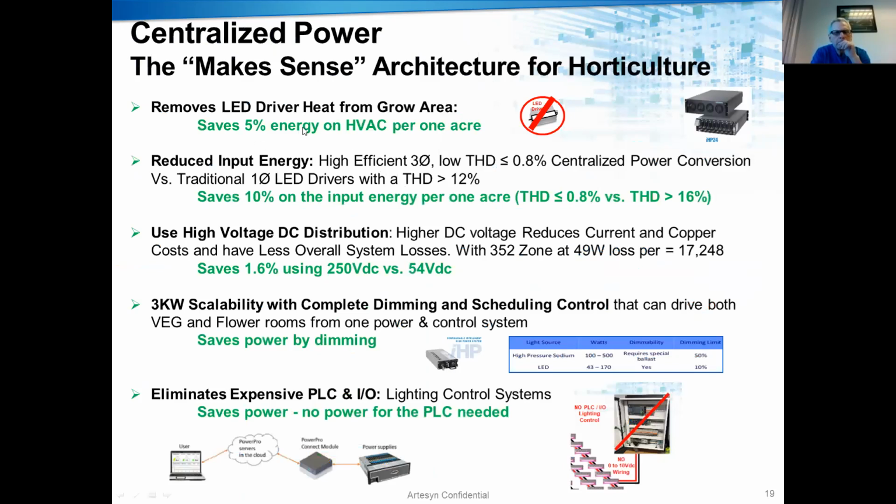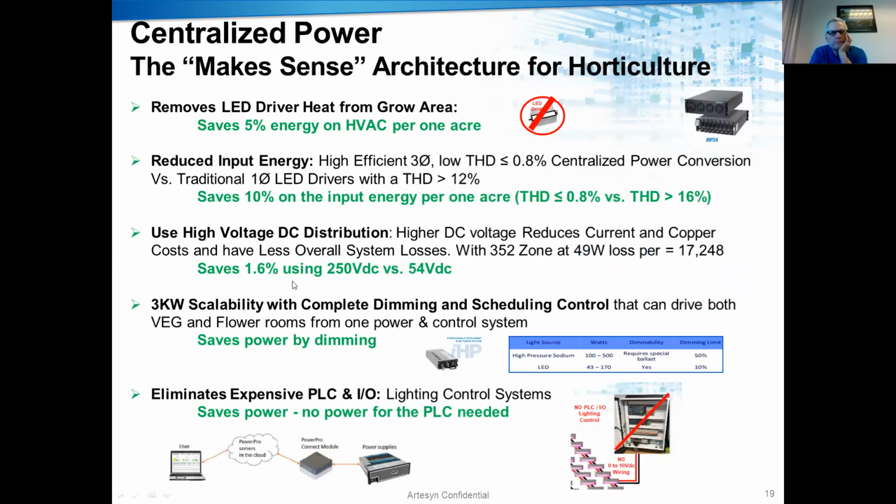So remove the heat by taking the drivers out of the grow area. That's about 5% energy savings, and it just makes it easier on the plants. And then the input: if you have clean input, and it's also three-phase versus single-phase, it keeps all the phases equal, so utilities love that also. Otherwise, you have to do something. So basically, 10% savings in just your input.